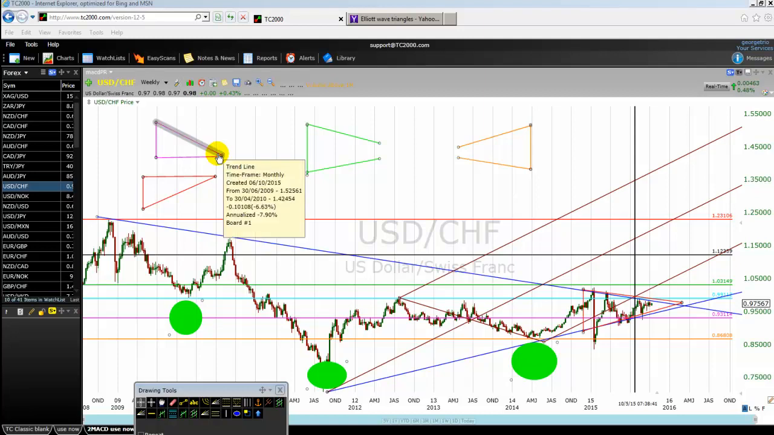How to trade Elliott wave corrective triangles from a different angle.